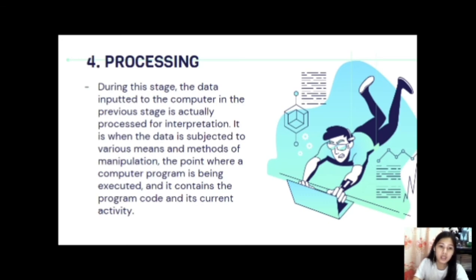It is when the data is subjected to various means and methods of manipulation, the point where the computer program is being executed and it contains the program code and its current activity. So, actually, sa processing, dito na nangyayari yung gumagamit siya ng machine learning or algorithms. Kaso, nakadepende siya kung ano yung source of data and how it is intended to use.